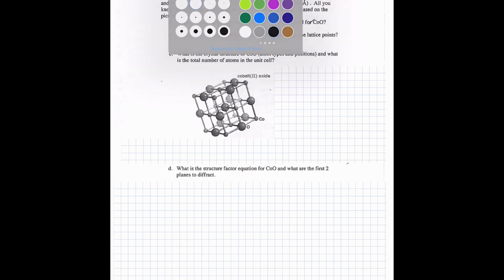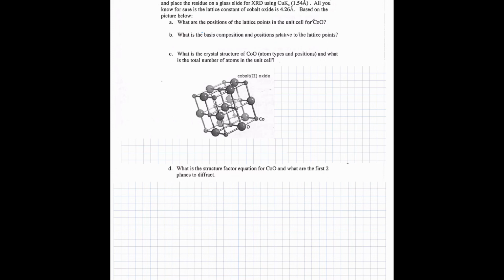All right, question 2 tests the structure factor material we talked about, I think, a week or two ago. Question 2 says, cobalt oxide nanoparticles are finding everything in microbatteries. Whatever. XRD. You evaporate the solution and place the residue on a glass slide for XRD using copper K alpha. That's going to be used for later. So lambda is equal to 1.54 angstroms with an a naught of 4.26 angstroms. Based on the picture below, what are the positions of the lattice points in the unit cell?